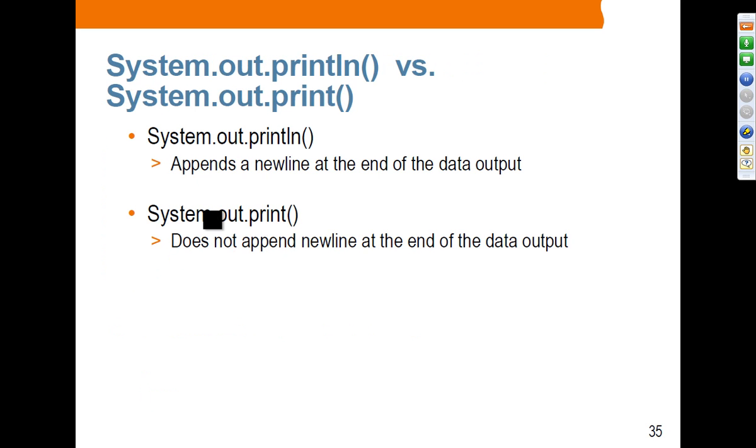In terms of println versus print, println will add a new line at the end of the output. So if you're using println, everything will be on a different line. If you're using print, then a new line will not be added. Whatever you print out will just be concatenated at the end of the existing output.